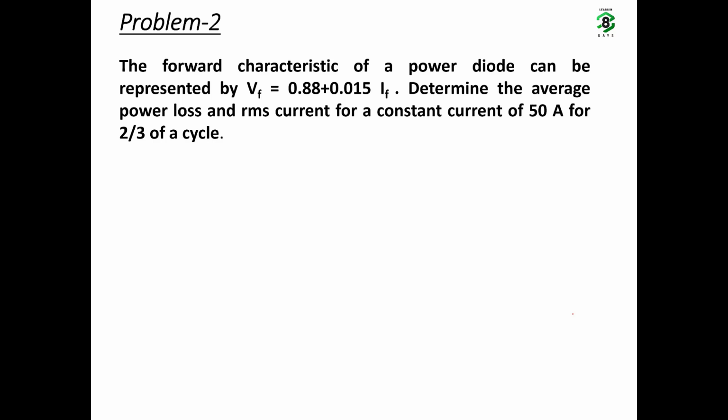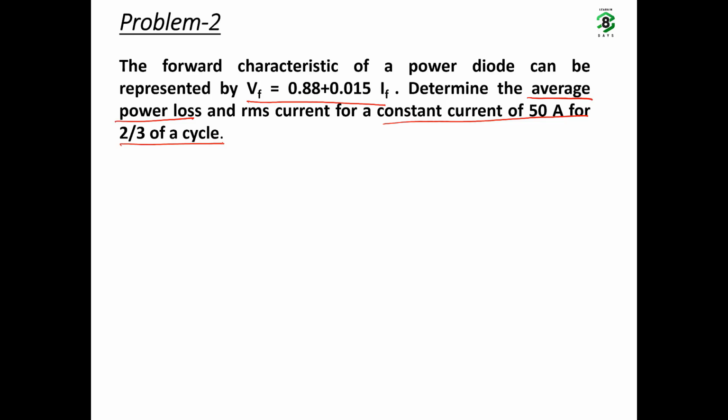What it is saying, the forward characteristics of a power diode can be represented by VF. This is the characteristics of a diode in forward condition. Determine the average conduction power loss and RMS current for a constant current of 50 ampere for 2/3 of a cycle. Here we have to segregate the information.